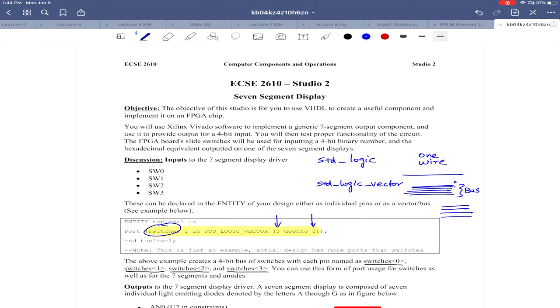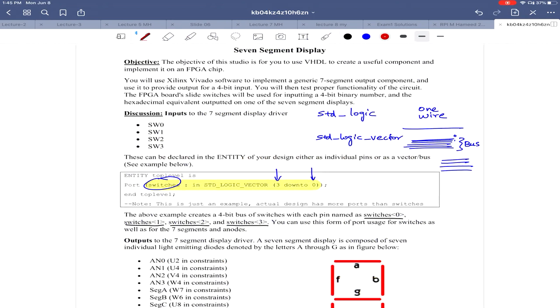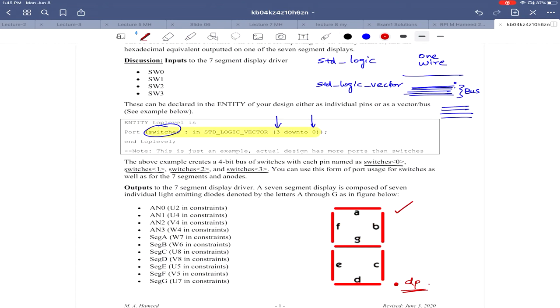Let's move on. How would you fill your entity? Well, I need to talk about everything that is connected to the block. I know the inputs. I've done that. I need to do segments here and anodes here. Now, there was a question. I think Roma asked that question about why anodes. Right. Here is the answer to that. A 7-segment display looks like this.